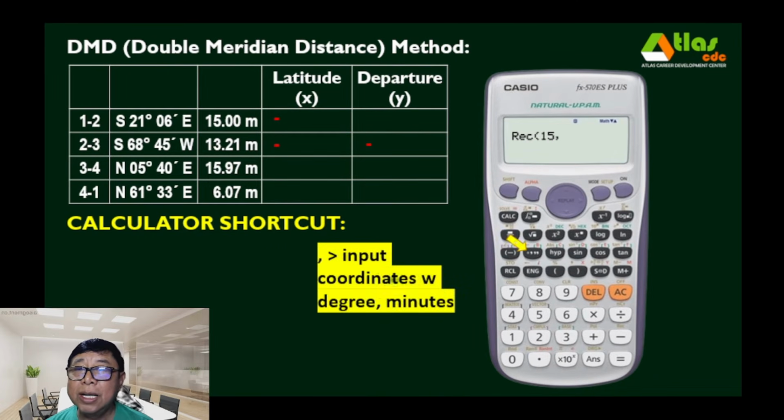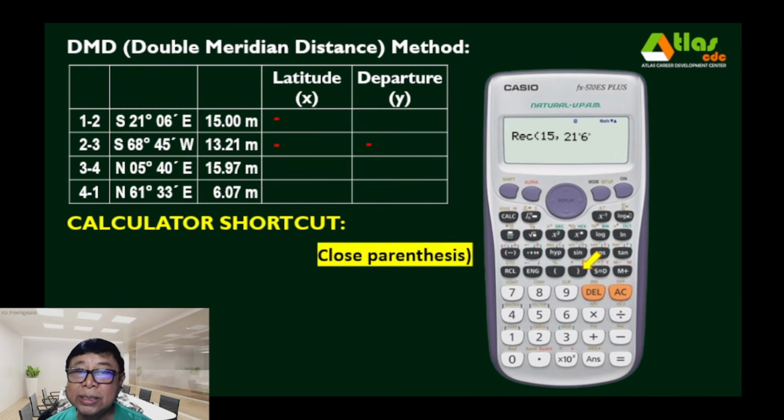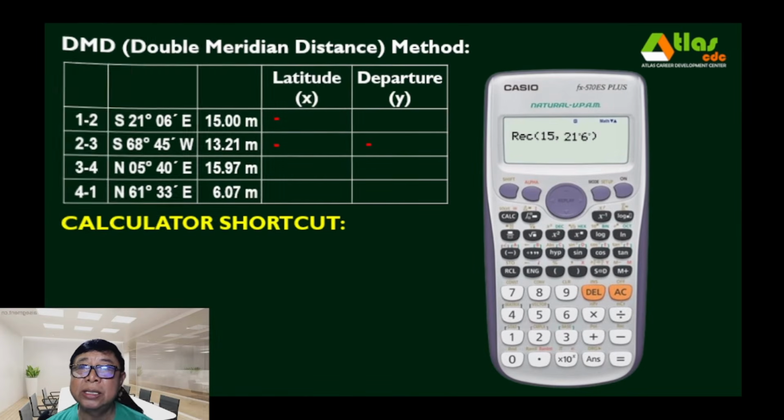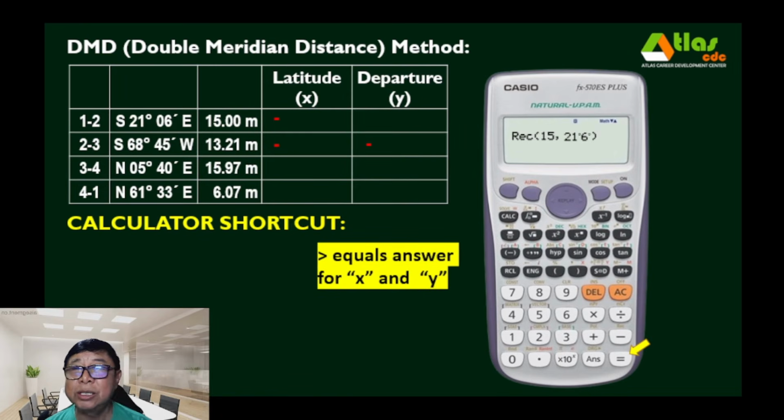And then the next is to input the angle. For the angle, you input 21 and then press the degrees button, and then again input 6 and press the same button. So you will see on your screen 21 degrees and 6 minutes, although the symbol for minutes will be the same as the degrees. And next you press the close parenthesis, and then lastly you press the equals button. That will be the last step.